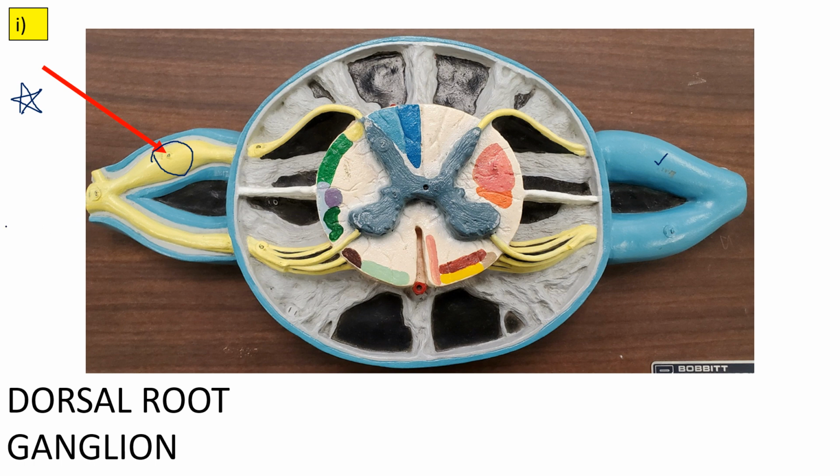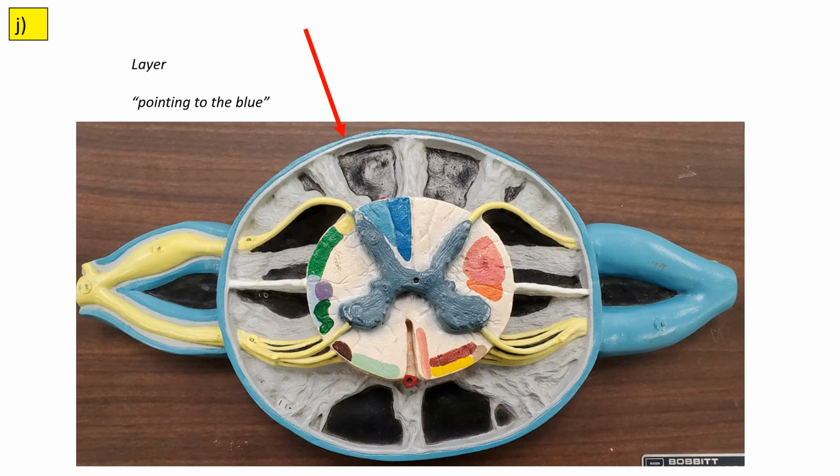Keep in mind, you have sensory neurons coming in. And remember, where you've got cell bodies of neurons, that's going to be called a ganglion if they're in the peripheral nervous system. Keep in mind, the spinal cord is your central nervous system. So this is your central nervous system right here. Everything else, all of this, is peripheral nervous system. So that dorsal root ganglia, that collection of cell bodies, is in the peripheral nervous system.